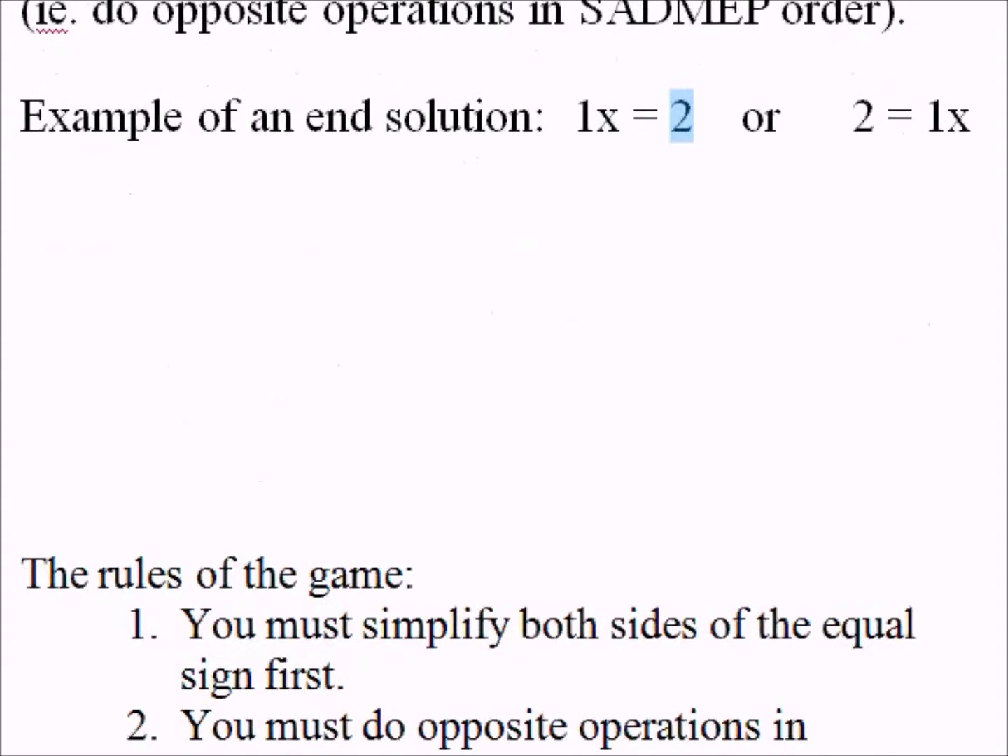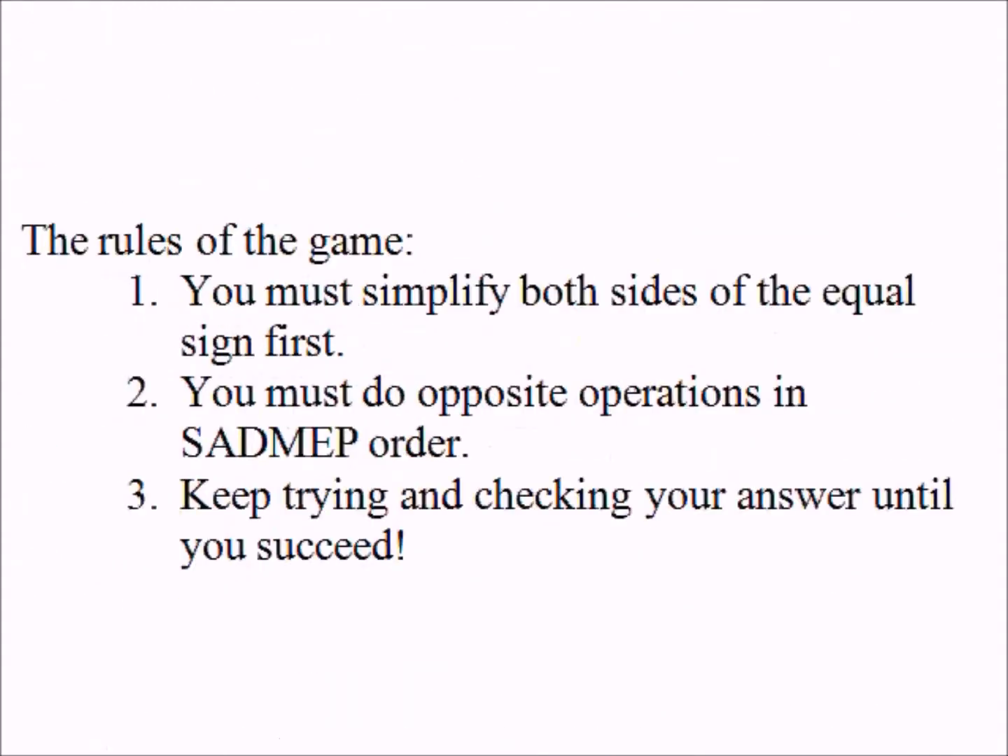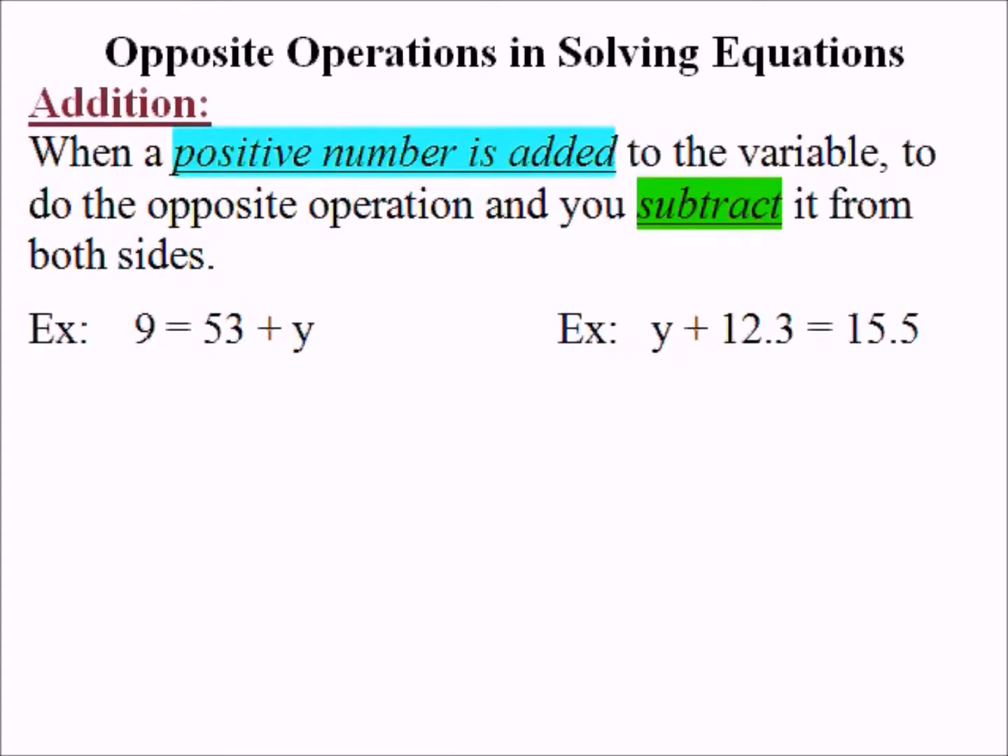Let's take a look at the rules of the game. The rules of the game are that you must simplify both sides of the equal sign first. You must do the opposite operations in SADMAP order, and you must keep trying and checking your answer until you succeed. That last step is extremely important because with solving equations, you can always check your answers to make sure that you got the correct solution. We're now going to take a look at those opposite operations before we start solving some two-step equations.